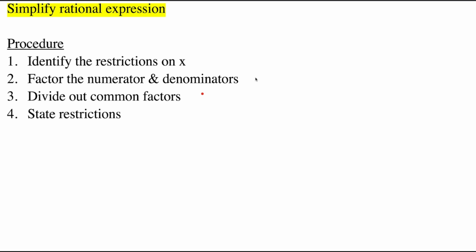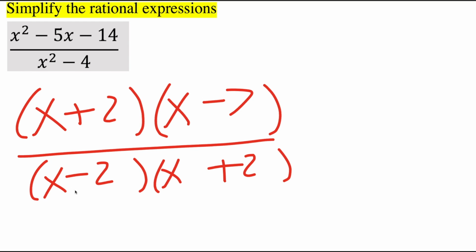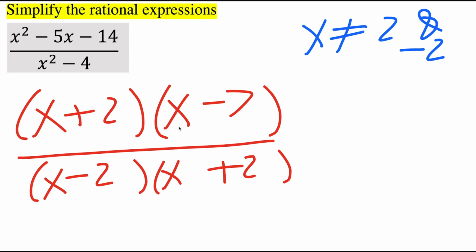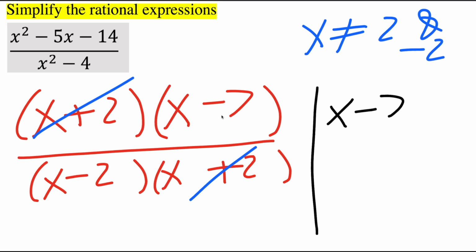So once we factor, it's a good idea to identify the restrictions on x. For this problem, we can't divide by 0. So one of our restrictions will be x does not equal 2 and negative 2. Now, step 2 says factor the numerator and denominator. We already did that, so that's done. And step 3 says divide out common factors. So x plus 2 can cancel with this x plus 2. And so our final answer would be x minus 7, this numerator, divided by x minus 2.